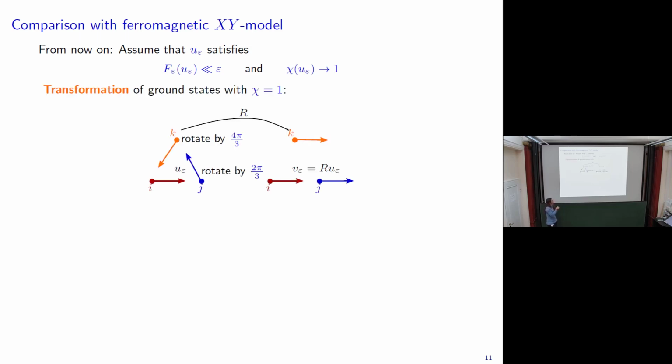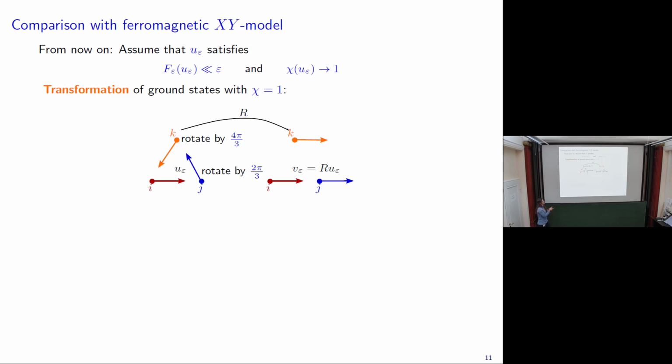So what you would like to do is transform your antiferromagnetic XY model into a ferromagnetic one. So you start from a ground state with chirality 1, and obviously you would like to transform this set of vectors on the triangle into a set of vectors which is a ground state for the XY model, so ferromagnetic. So you would like to transform it into a set of parallel vectors.